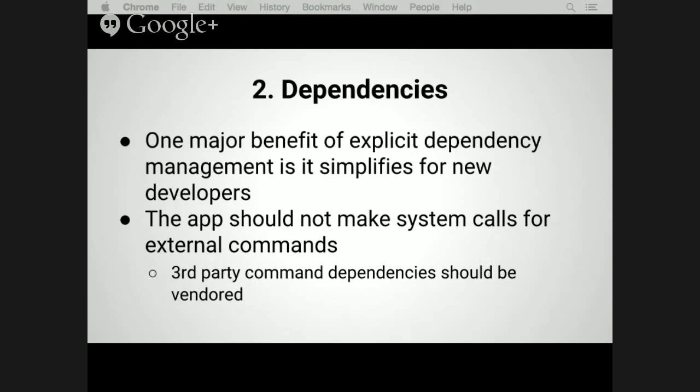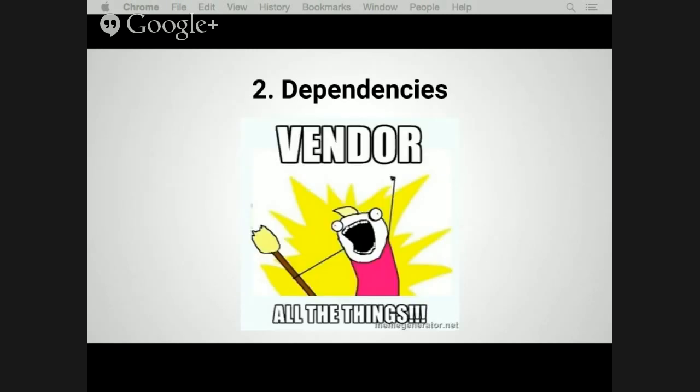If you can't avoid this, like if your app uses something like ImageMagick or curl to be able to do things, then the best way to handle that is to vendor those. So it's in your app, either as source code that gets built as part of the build stage, or as a compiled version of that dependency. In short, vendor all the things.